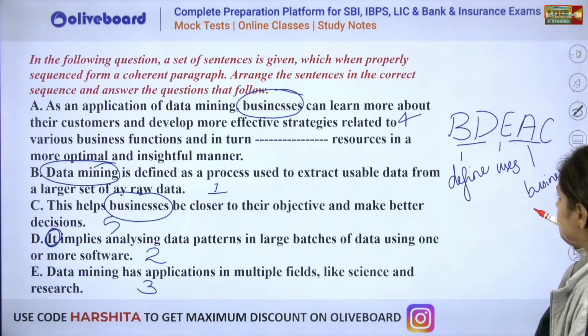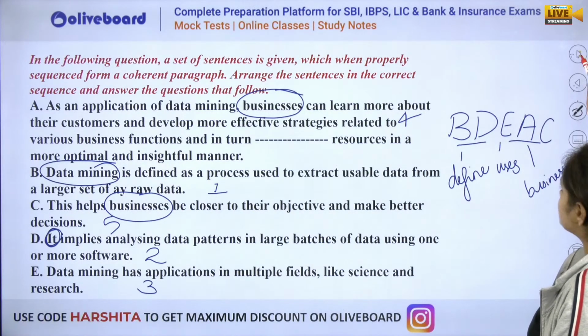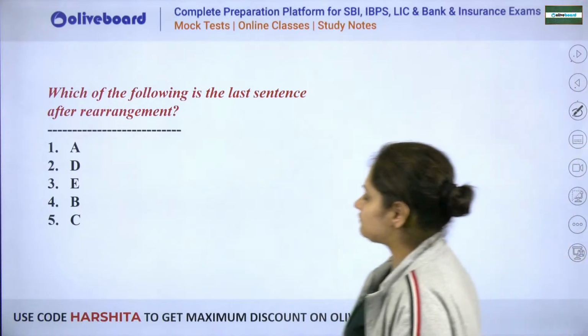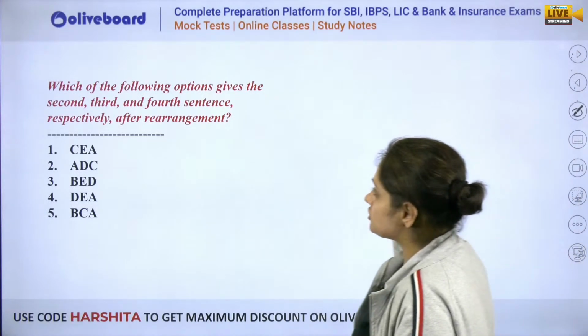Okay. Yes. So B, D, E, A, C. This is your correct order. B, D, E, A, C. Only 5 sentences given. Now, which is the last one after arrangement? C. Okay. 5 marks. It was a doable one.